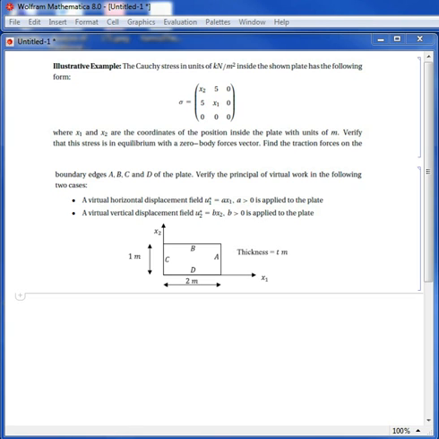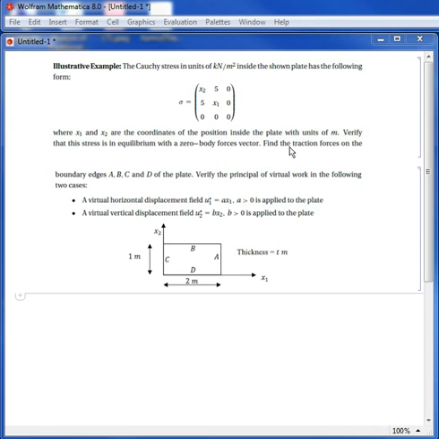In this example, we're going to illustrate the principle of virtual work applied to a plate. We have a plate, and the Cauchy stress is given with this matrix. The stress at every point inside the plate is given by substituting the corresponding position of that point, and then we get the stress at this particular point. As shown in the lecture, we verified that this stress is in equilibrium with the zero body forces vector.